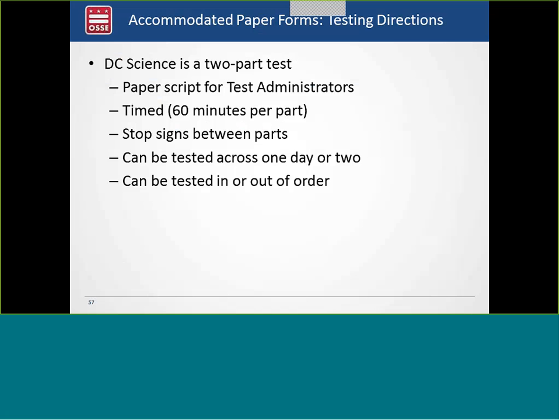Accommodated paper forms. This is primarily similar to online. A few little differences. DC Science is a 2-part test. There is a paper script for test administrators, just as there is for online. And again, it is timed, just like online, where you have 60 minutes per part. There are stop signs between parts for paper. Some of them are full page, and some of them are just in the lower right-hand corner. They can be tested across 1 or 2 days, and they can be tested out of order as in the online form.